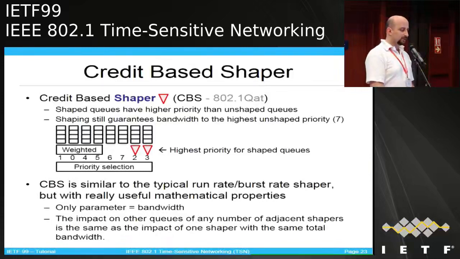The credit-based shaper is similar to a typical run rate burst rate shaper, but with very nice properties. It has only one parameter to set up, and as I mentioned already, the impact on other queues or the number of adjacent shapers is tractable, and the impact on the other queues doesn't depend on how many shapers you use. Let's see what it is.